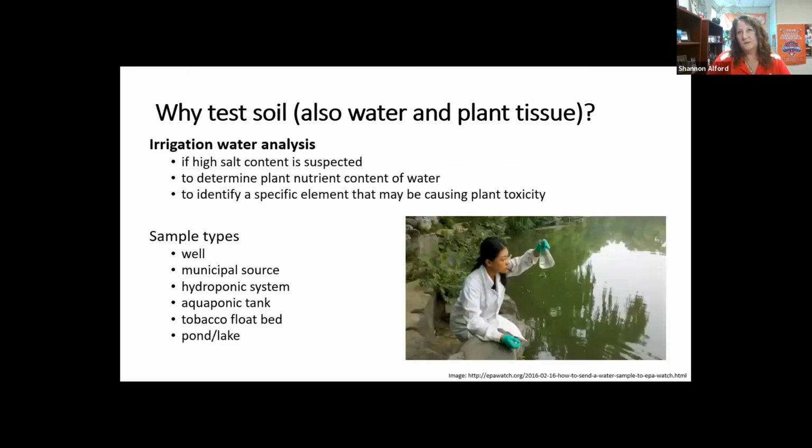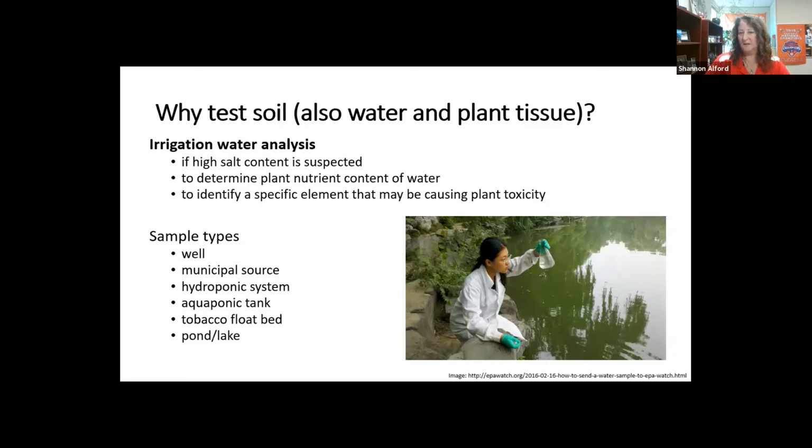So why would you want to do a water test? I said I'd just touch on this briefly. Well, if you think that there's high salt content in your irrigation water source, whether that's a well or a pond, sometimes there's been a salt incursion. If there's been a hurricane, unfortunately, near the coast, we get samples like that quite often after hurricanes. Or if there's just been some kind of leak that's happened, you might want to test your irrigation water for that. But most commonly, you're just going to be looking at the plant nutrient content in the water sample. Another possibility is if there's been some toxicity, some evidence in your plants, and you want to see if there's something in the water that's causing that.